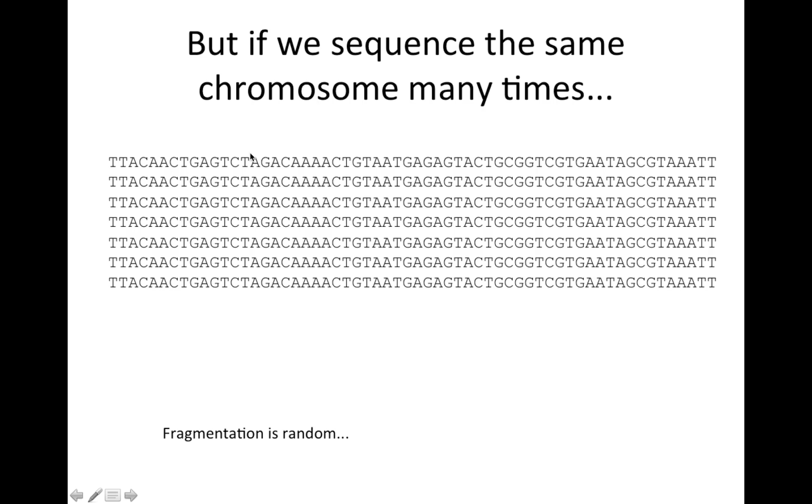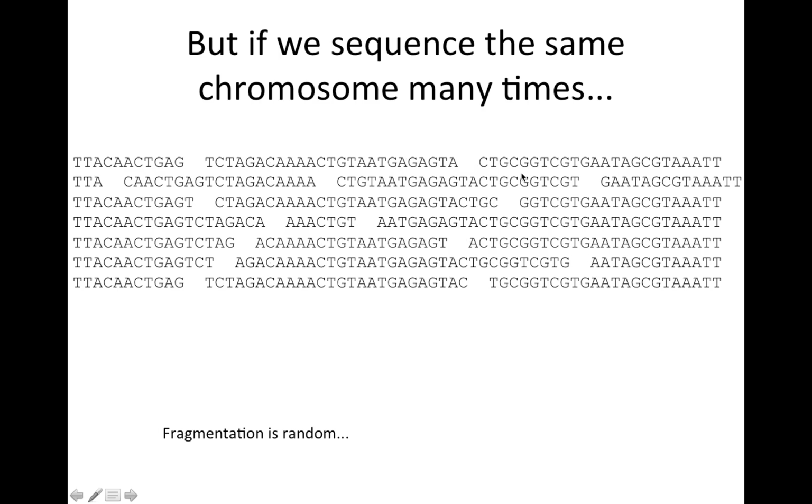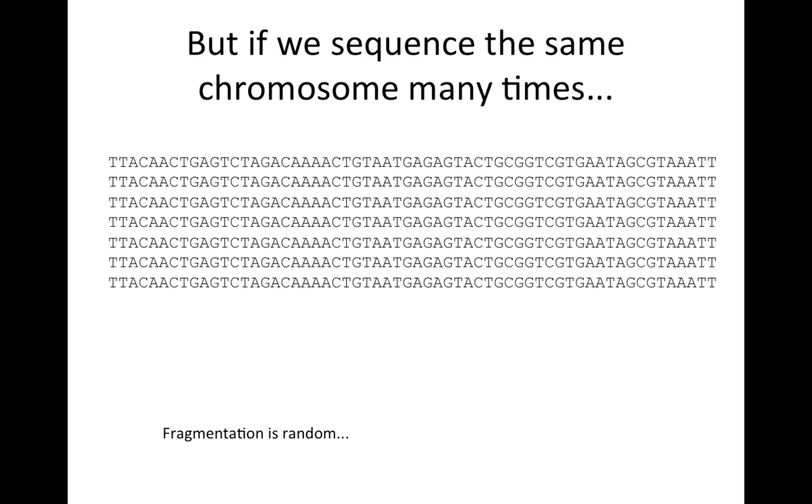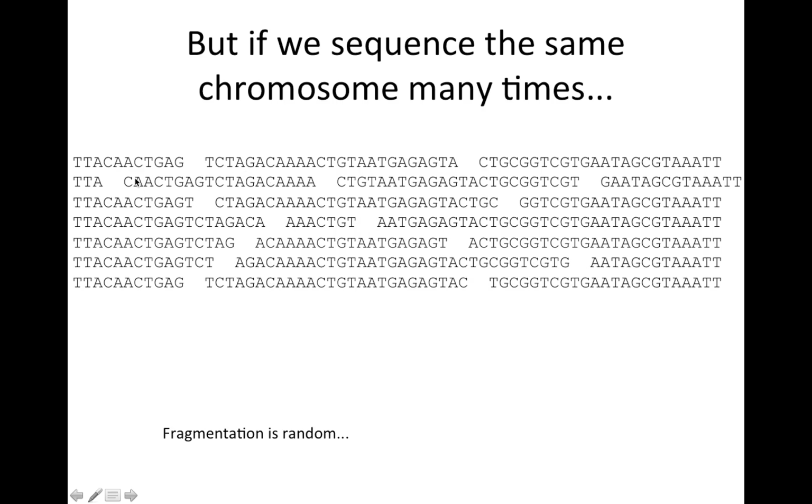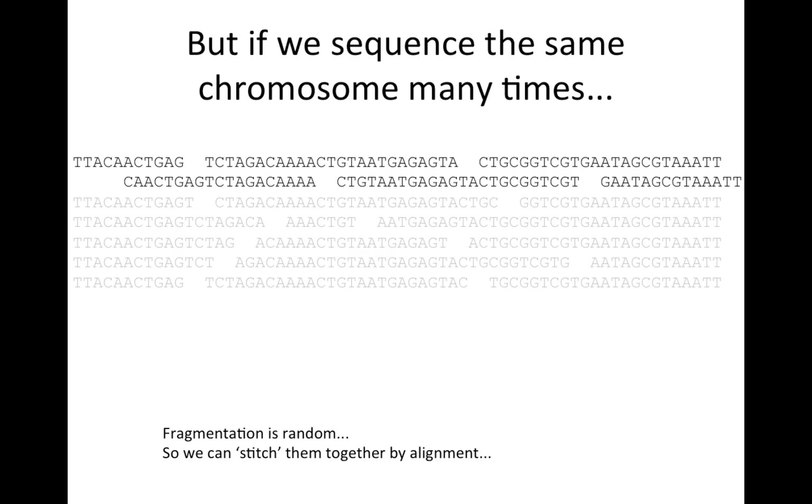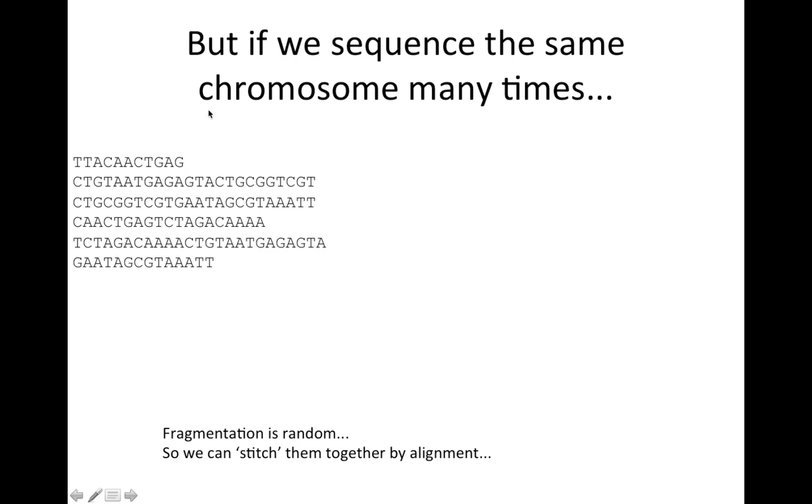And it turns out that if we sequence this chromosome again and again, it's going to get fragmented in different places. Right? So these are identical chromosomes that we fragmented independently, so we get fragmenting in different places. And if we just look at 2 of these, what we'll see is that we get overlapping chunks, right? So this CAAC TGAG is this CAAC TGAG. So we fragmented it in different ways, and what we end up with is just a pile of reads from these 2 copies of the same chromosome.